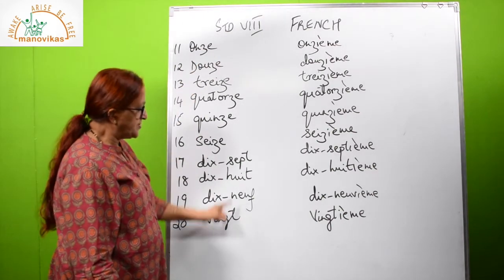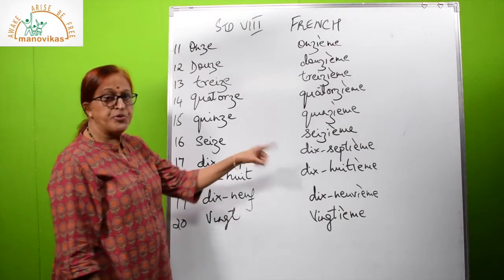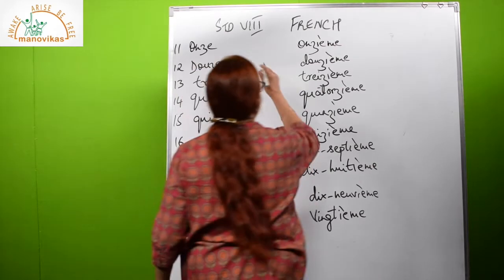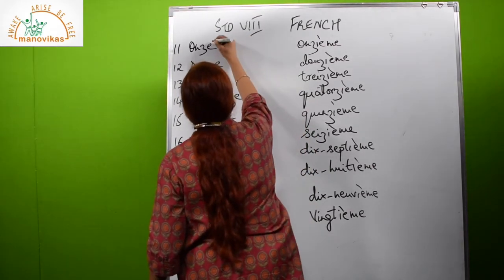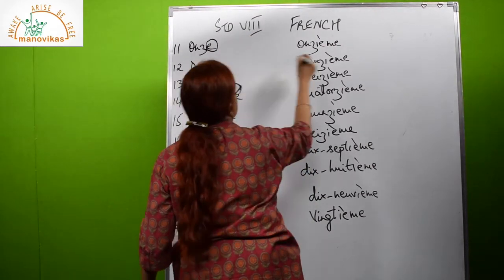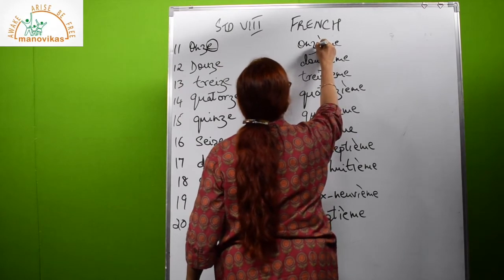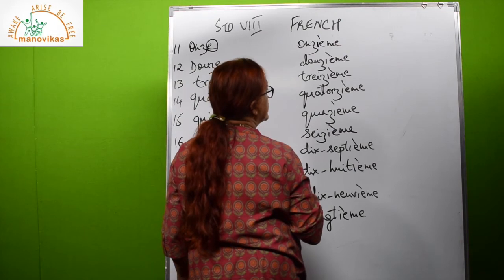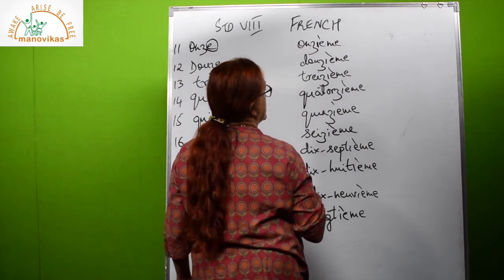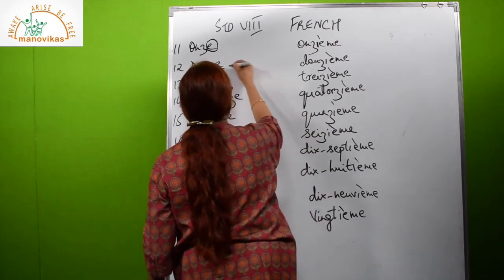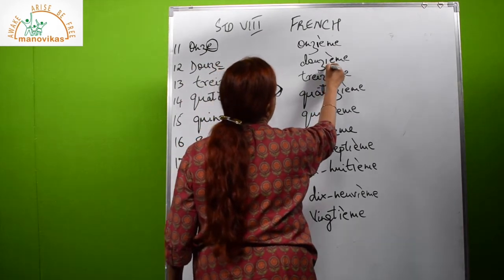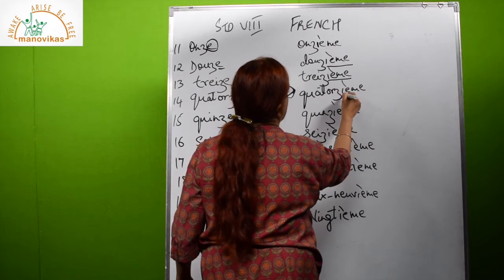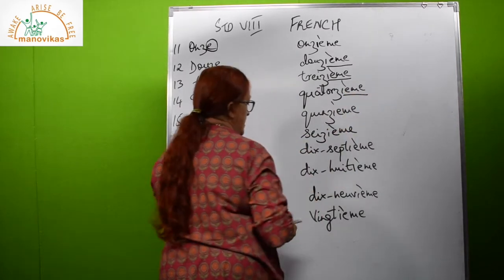So, these are cardinal numbers. How do you make them ordinal numbers? Have you seen here what is happening? My onze is ending with an E, but when I make it onzième, that E goes away. I am adding I, E, grave, M, E. Same thing, E goes away. I am adding I, E, M, E.